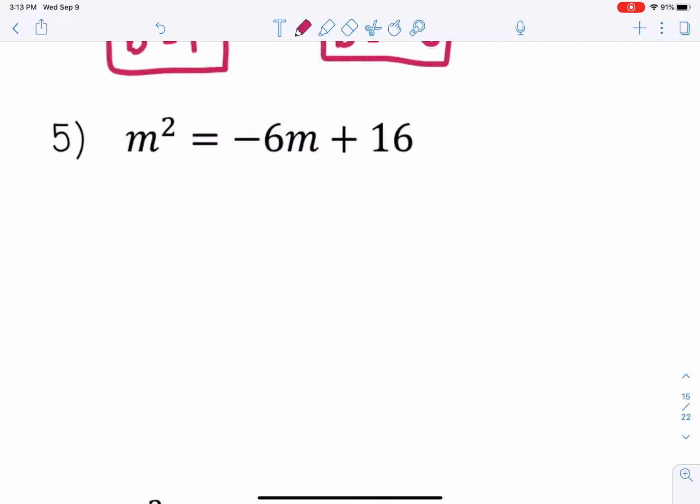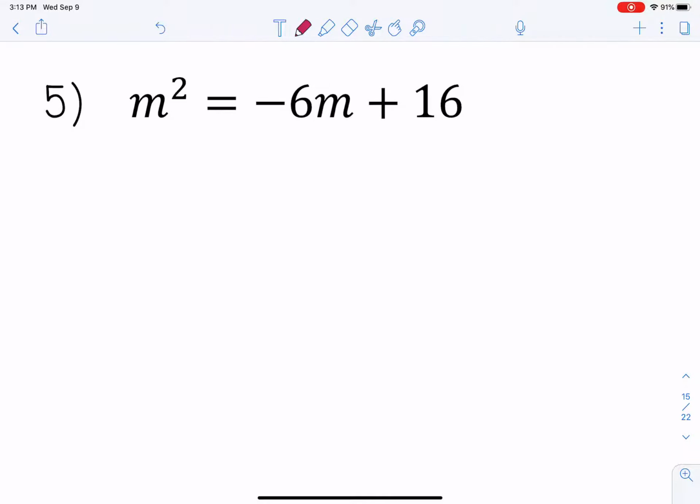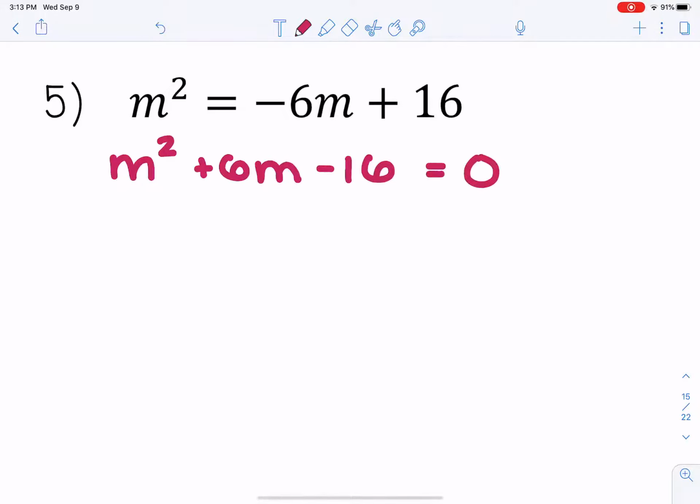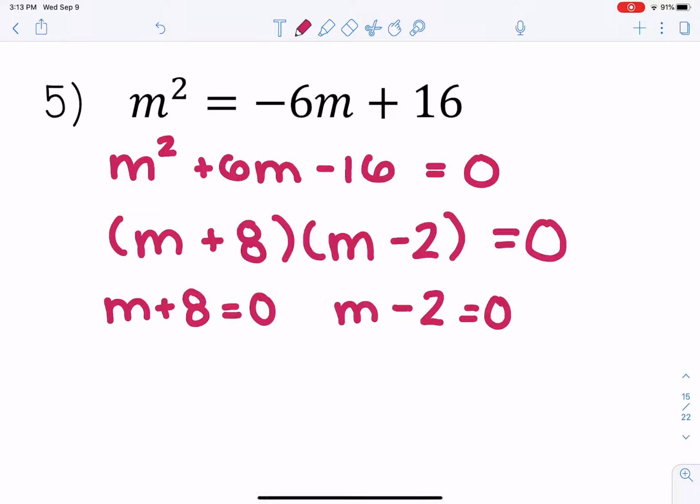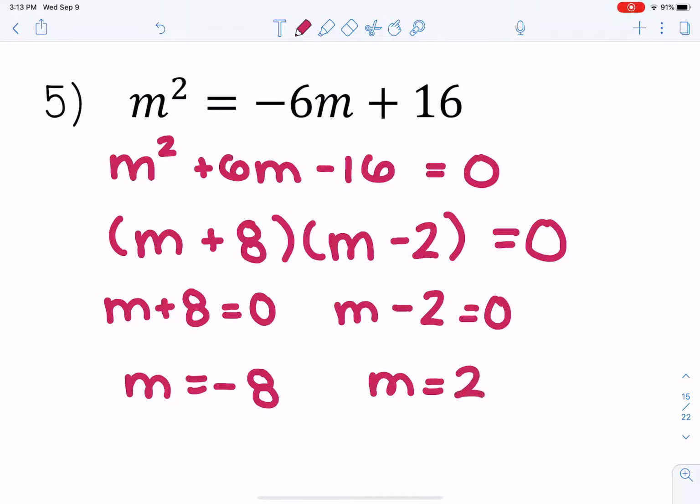So let's try number 5. I'm going to move everything over to the left so that it's easier for me to deal with. So I'm going to add 6m to both sides and subtract 16 from both sides so that my right side is now 0. Then I can factor. And now I can set each factor equal to 0. So m is equal to negative 8 or m is equal to 2.